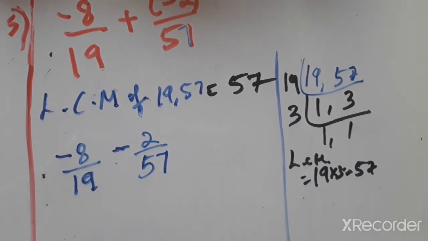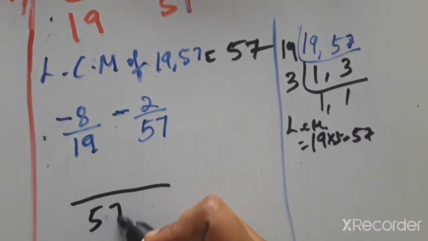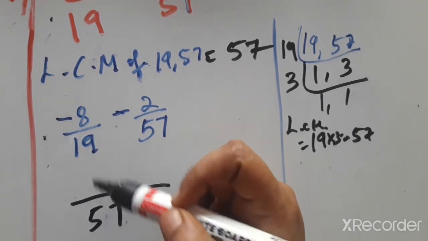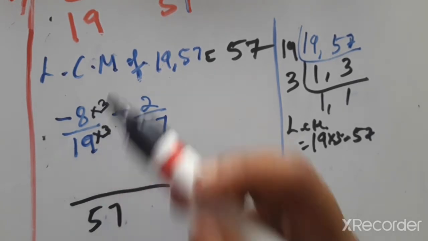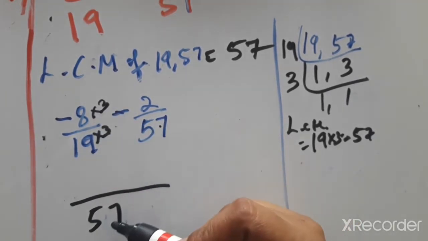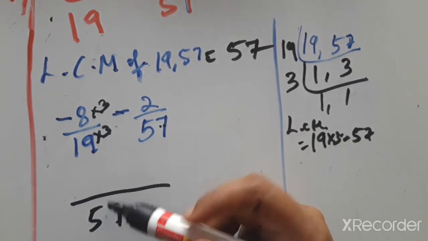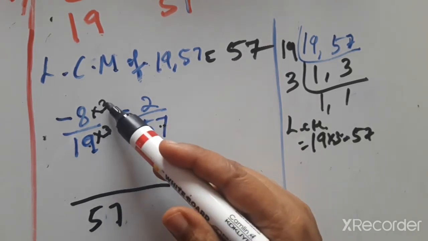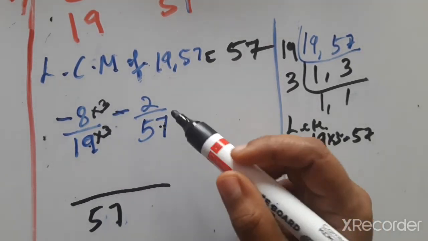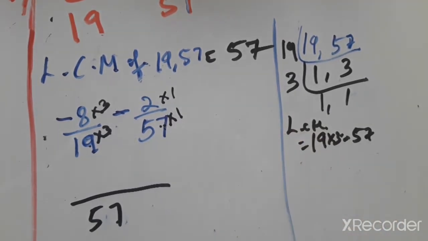This is not a like fraction, so we have to write the LCM value. What is the LCM value? The LCM value is 57. 19 how much are 57? 19 3s are 57. The same 3 factor we have to write up. 57, how much are 57? This denominator we have to check and equalize into the LCM value. 19 3s are 57, so 3 we have to write up also. 57, how much are 57? 57 1s are 57. The same number we have to multiply up.